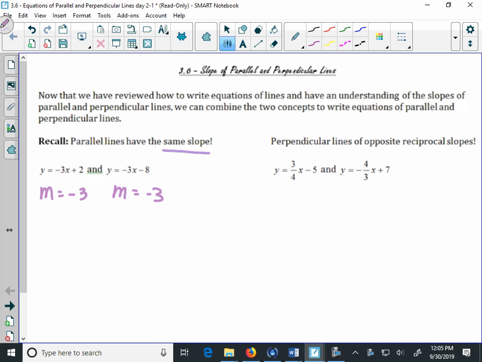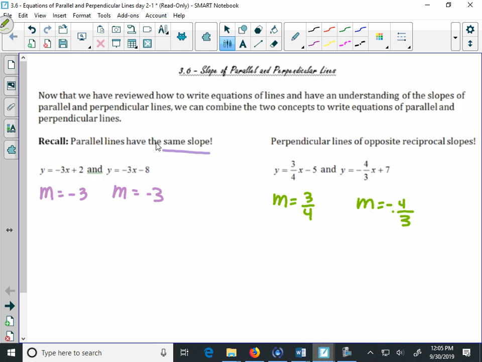Perpendicular lines have opposite reciprocal slopes. So this line has a slope of 3/4. This line has a slope of -4/3. Again, the slope is the number in front of the x. They're opposite reciprocals. So when we flip 3/4, we get 4/3. One's positive, the other one's negative. Therefore, they are perpendicular to each other.